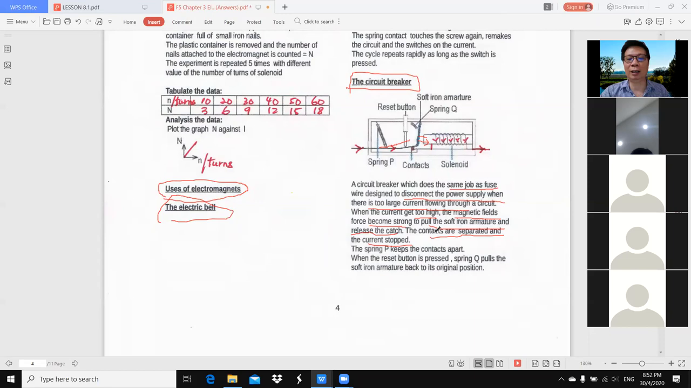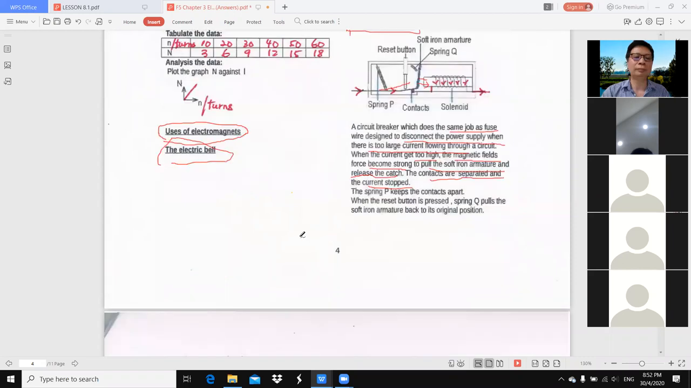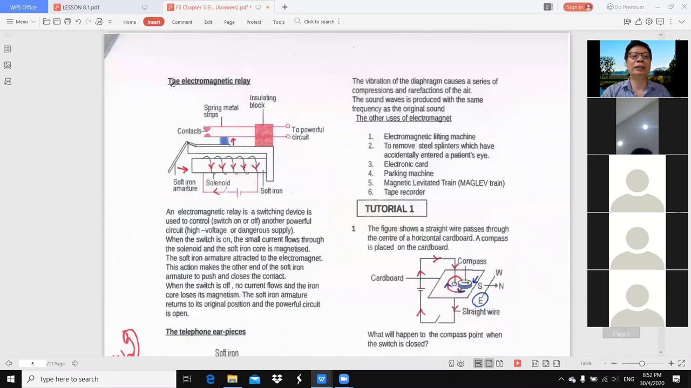So right now you have learned two functions of the electromagnet already. The first one you learned is the electric bell, last lesson. Now you have just learned the circuit breaker, which uses an electromagnet somewhere here. Now the third one is the electromagnetic relay. This one is a bit difficult to understand. Okay, what is that now?